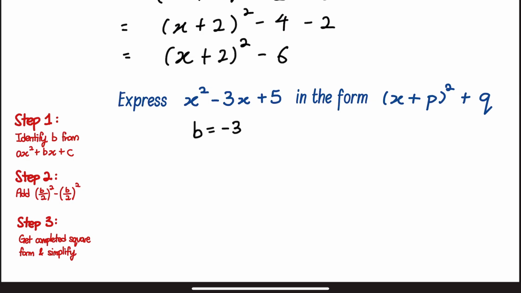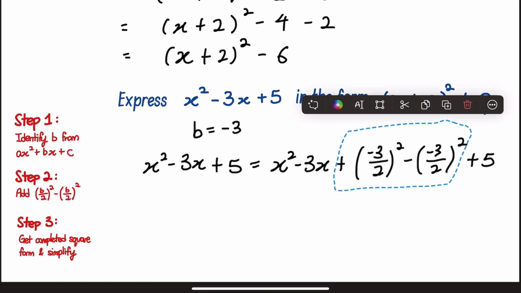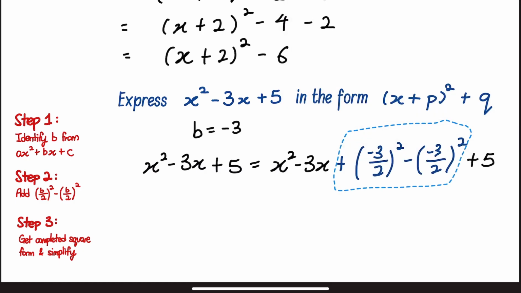Once done here, I move on to the next step. Step 2, I add this expression over here. So this is x squared minus 3x plus 5, which is equal to x squared minus 3x plus negative 3 over 2 squared, minus negative 3 over 2 squared. Then the plus 5 remains the same. This is the thing I'm introducing to this quadratic expression in order to complete the square.